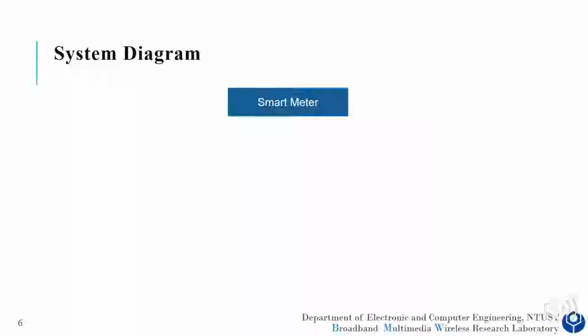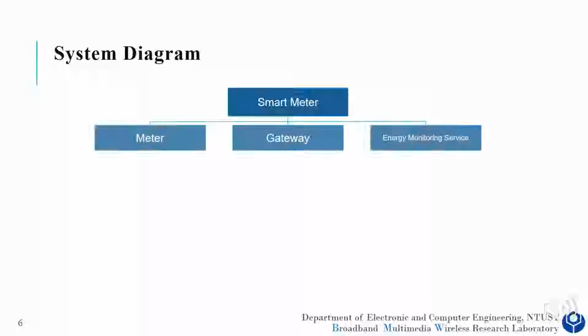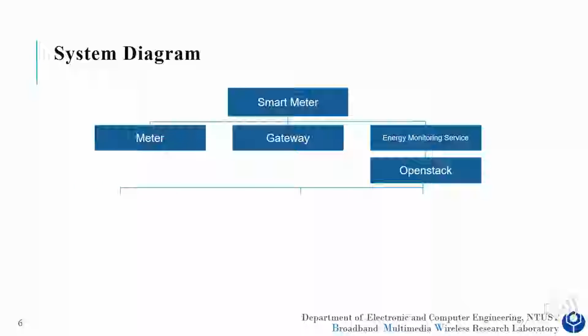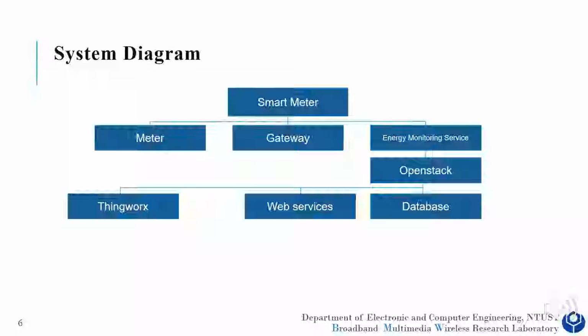For this system diagram, we want to describe the partition of the system, which is divided as follows. This topology shows the delivered smart meter has three parts: the meter for sensing real-world data, the gateway for data routing, and the energy monitoring service, which will be deployed in OpenStack. OpenStack covers three areas. The first one is ThingWorx, the second is the web service, and the last one is the database.